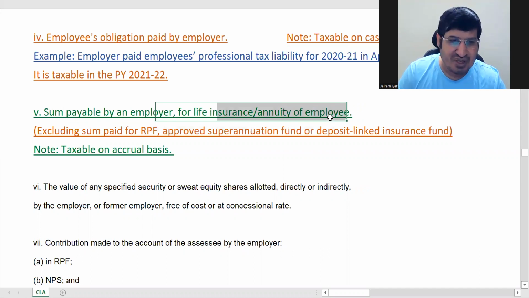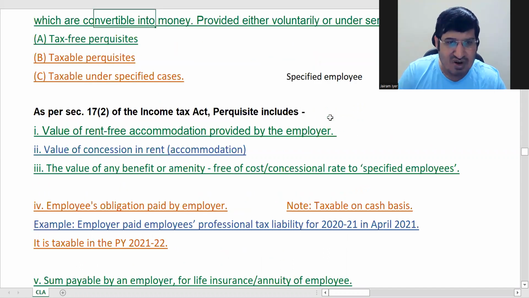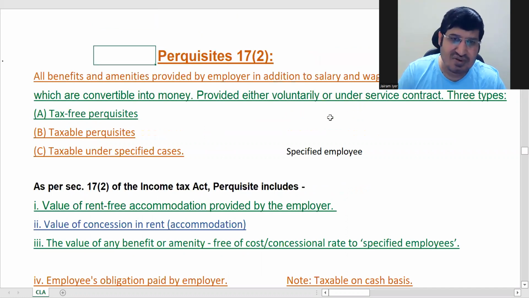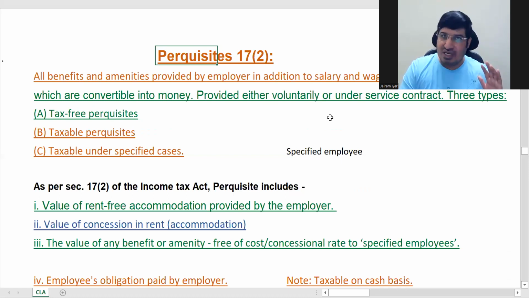So we are seeing what are perquisites. Perquisite is a benefit or amenity given by the employer. Normally it is in kind, but it can also be in cash.